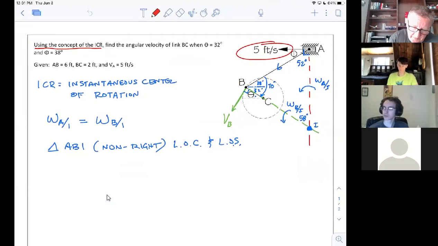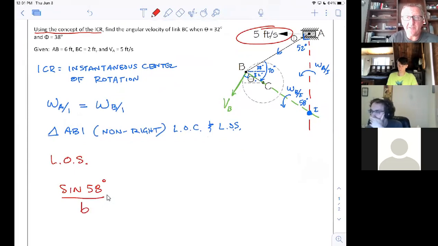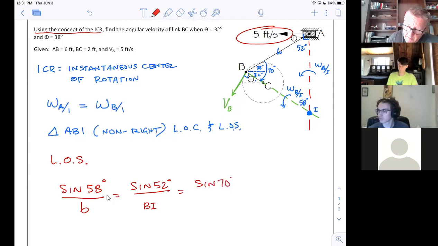So the law of sines says the sine of any angle, I'm going to pick 58, divided by the side across from it. And that's why I picked that one, because I need to get the 6 involved, right? Would be the same as the sine of any other angle divided by the side across from it. And so the side across from 52 is the length BI. So I'm going to call that BI. And that would also be the same as the sine of the other angle, which is 70, divided by the side across from 70, which is from A to I.